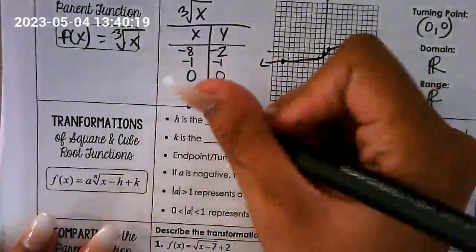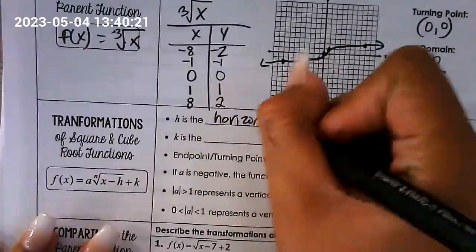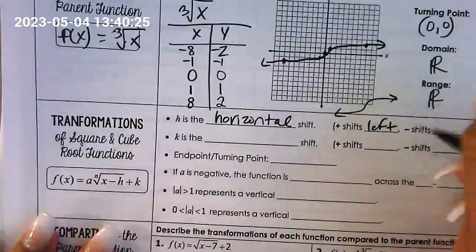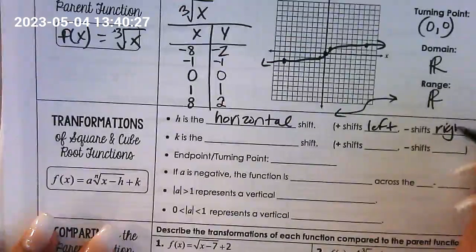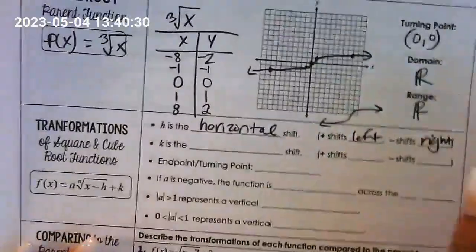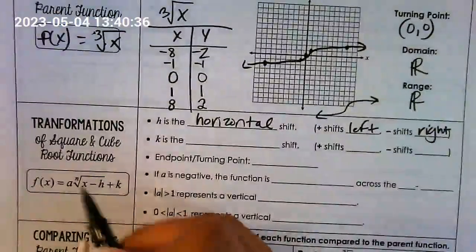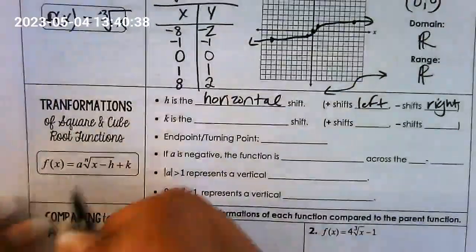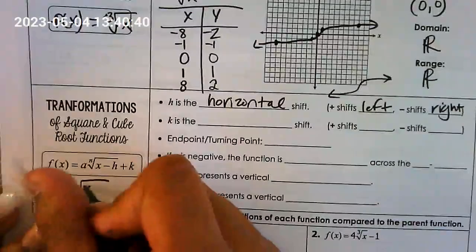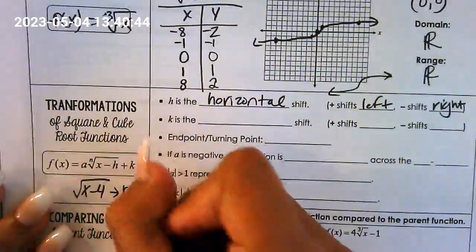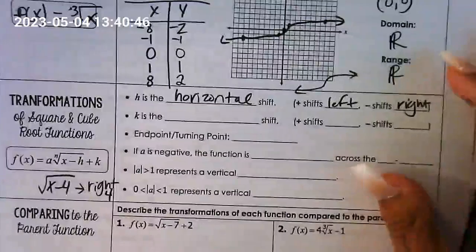So H is the horizontal shift. Positive is left. Negative is right. Just like how we used to do, if it's inside the parentheses, it's opposite of what you think. So same thing, inside here, opposite. So if I had square root of x minus 4, that would be right 4. Okay.